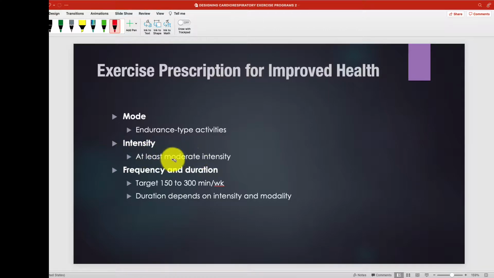For intensity, we want moderate intensity because we are dealing with healthy individuals when we're talking about anything with ACSM. Frequency and duration are just some basic guidelines. We want to target about 150 to 300 minutes per week. These are ACSM standards, and the duration is going to depend on the intensity.